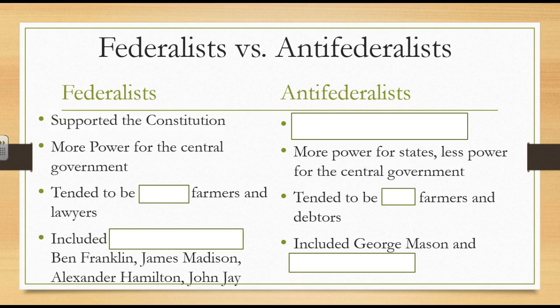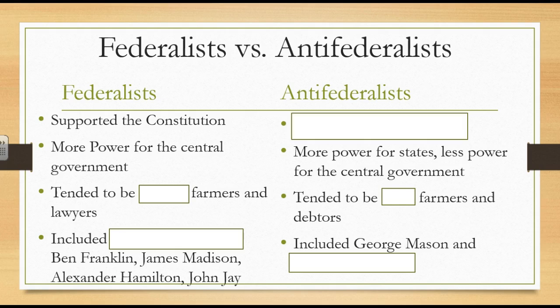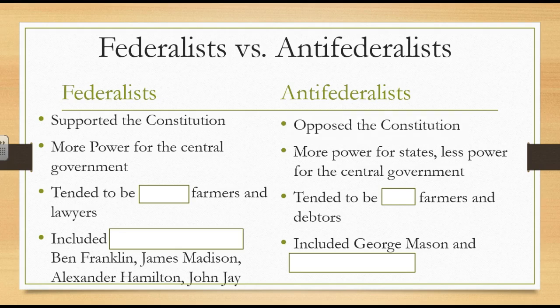So Federalists supported the Constitution. Most of them wrote the Constitution. They wanted more power for the central government. Let's look at Anti-Federalists as well. This is going to be a compare and contrast slide. Federalists supported the Constitution. Anti-Federalists tended to oppose the Constitution. They were much more in favor of power for the states and less power for the central government.